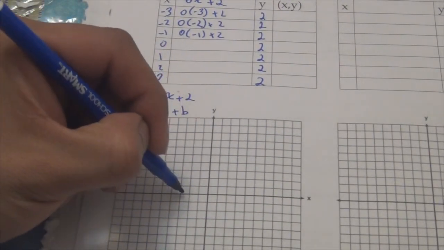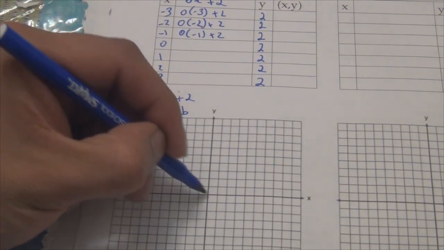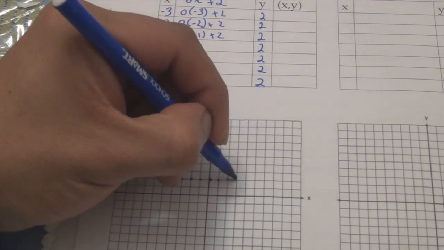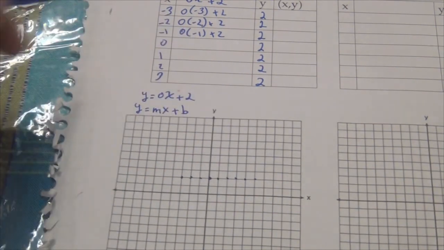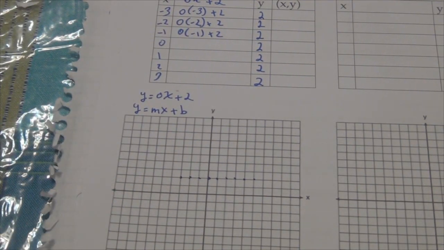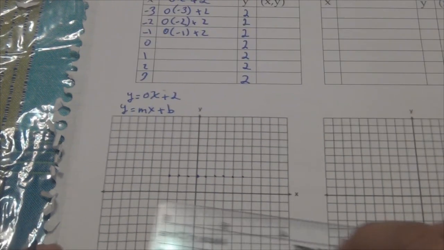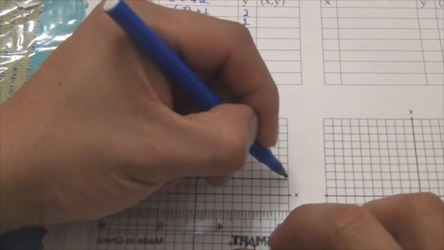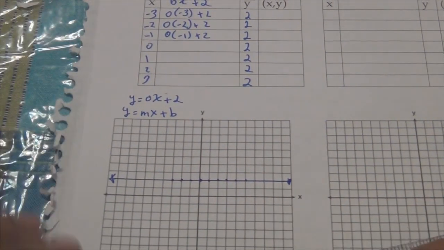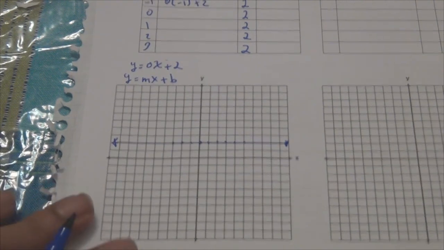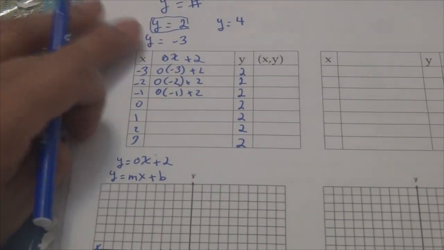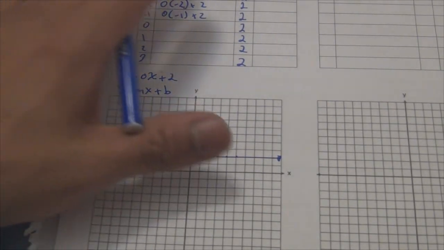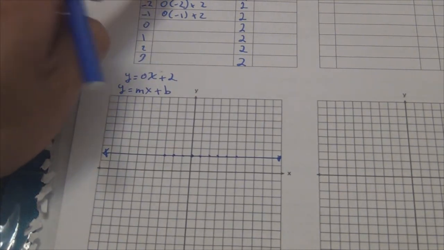So -3, 2, -2, 2, -1, 2, 0, 2, 4, 2, 5, 2. Any number that I give for x, y is going to be 2. So what have you noticed? It's a horizontal line. Yeah, but I thought it was going to be a vertical line because it says y. Don't get fooled by that. Horizontal line.